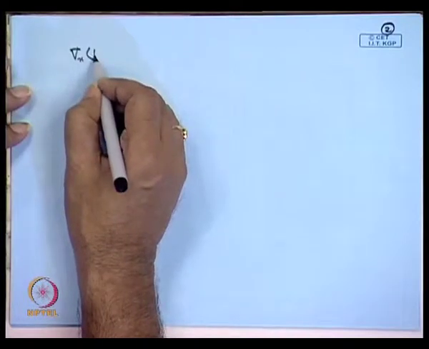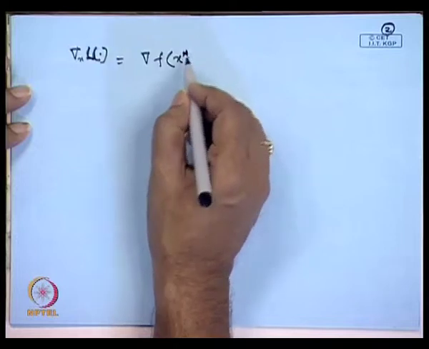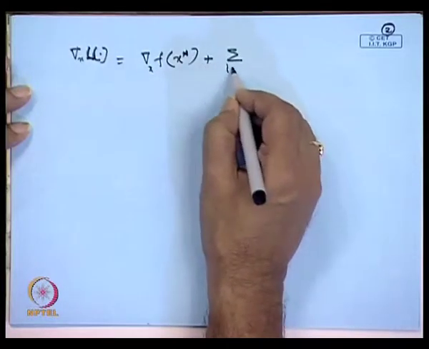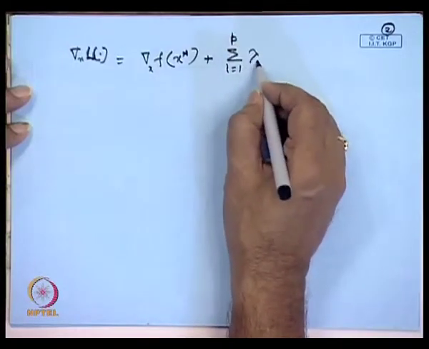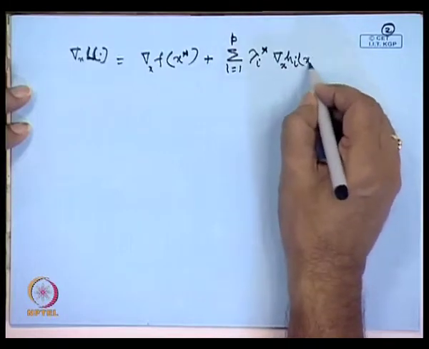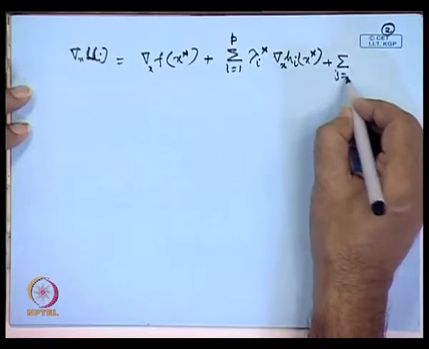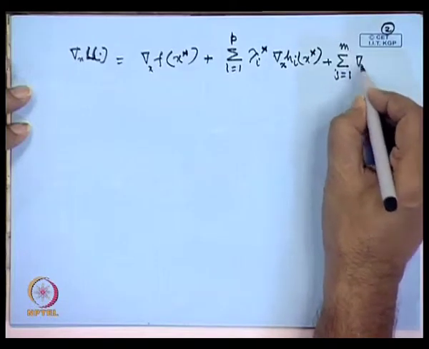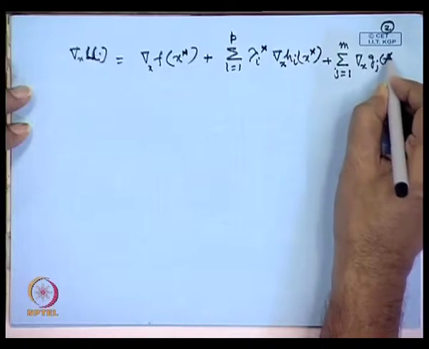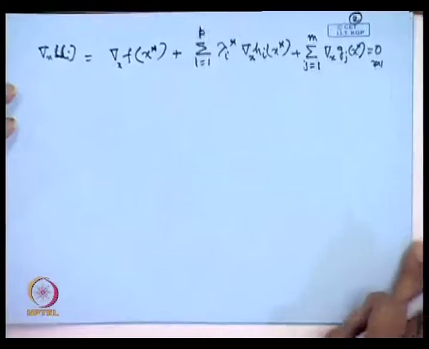What is the necessary condition? The gradient of the Lagrangian function must be equal to 0. So, what is the gradient of the Lagrangian function with respect to x? The gradient of L with respect to x is the gradient of f(x), plus the summation over i of lambda i star times the gradient of h_i with respect to x, plus the summation for j equal to 1 to m of mu j star times the gradient of g_j at x star. This must be equal to 0, whose dimension is n cross 1. Agree?